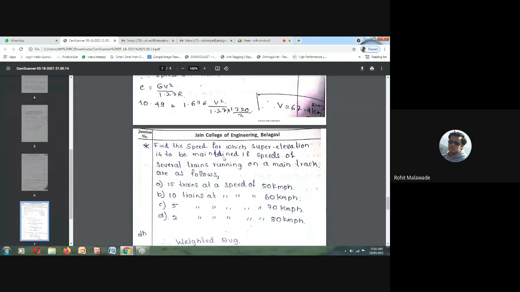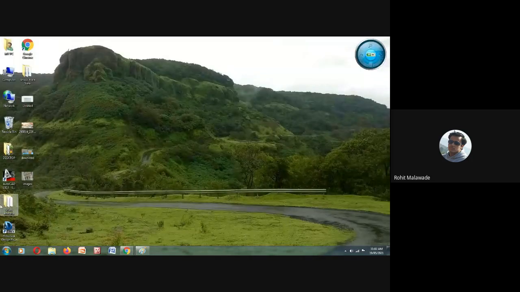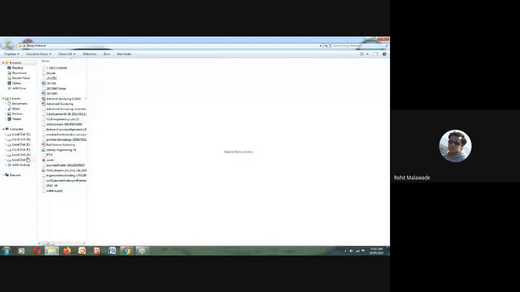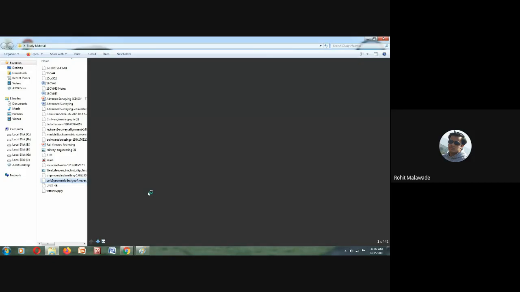Find the speed for which the super elevation is to be maintained if the speeds of the several trains running on a main track are as follows. Here they are telling you to determine the average speed. In our previous classes, I gave you one particular formula to determine the average speed. If you remember, we will go to that formula.